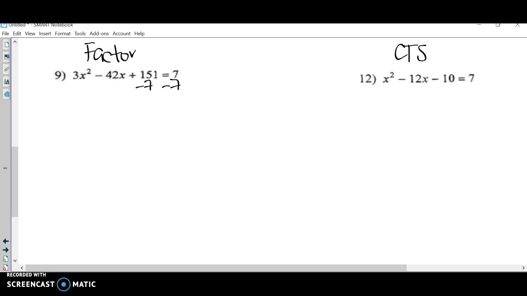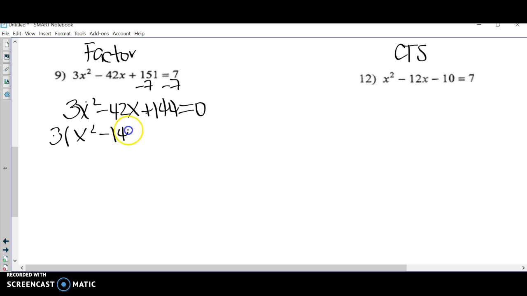I am sorry. So that leaves me with 3x squared minus 42x plus 144, and now I'm equal to 0. 151 minus 7 is 144. I'm going to have to check for a greatest common factor. There is one, and it is 3. When I take a 3 out, I'm left with x squared minus 14x plus 48 is equal to 0.